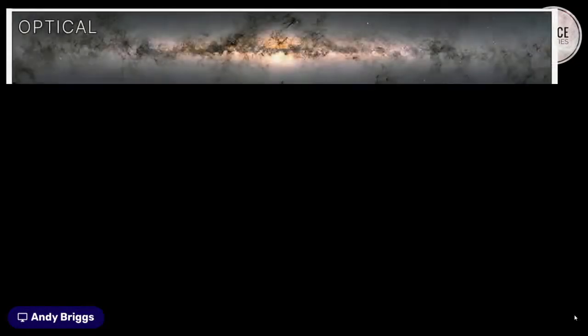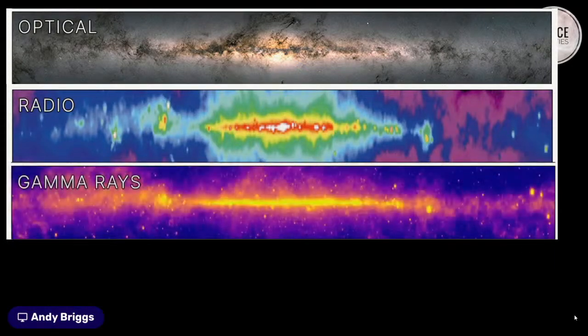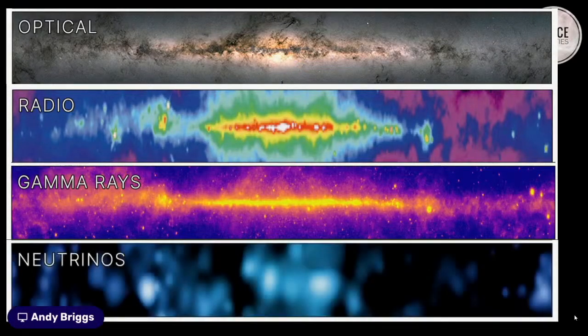So here's our galaxy in optical light. You're probably familiar with something like that. If we look at it in radio waves, that's what the plane of our galaxy looks like. This is what it looks like in high energy gamma rays. But now we can add to that. We can show you what the plane of the galaxy looks like in neutrinos. And it looks like that.